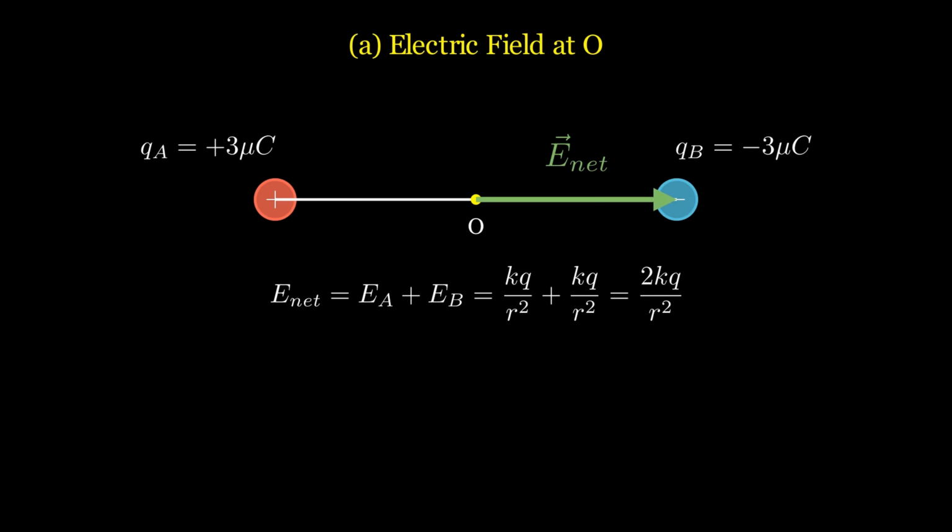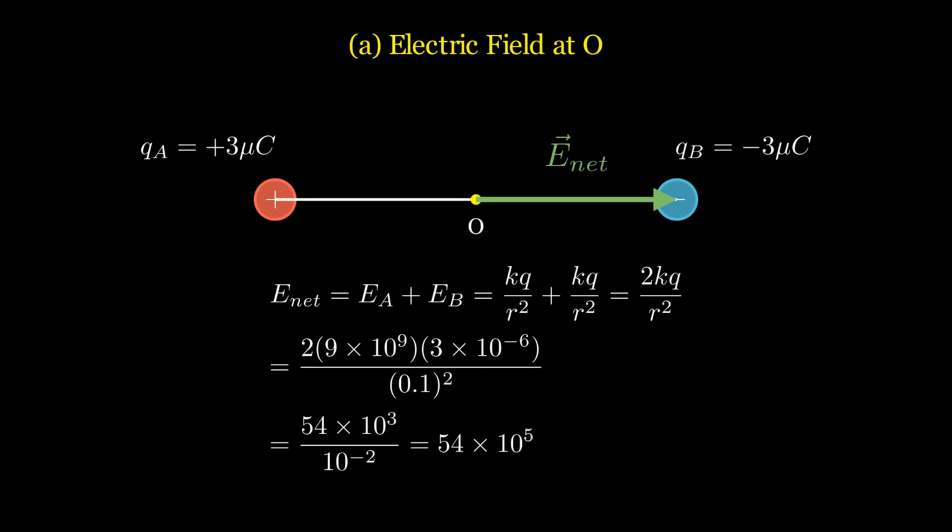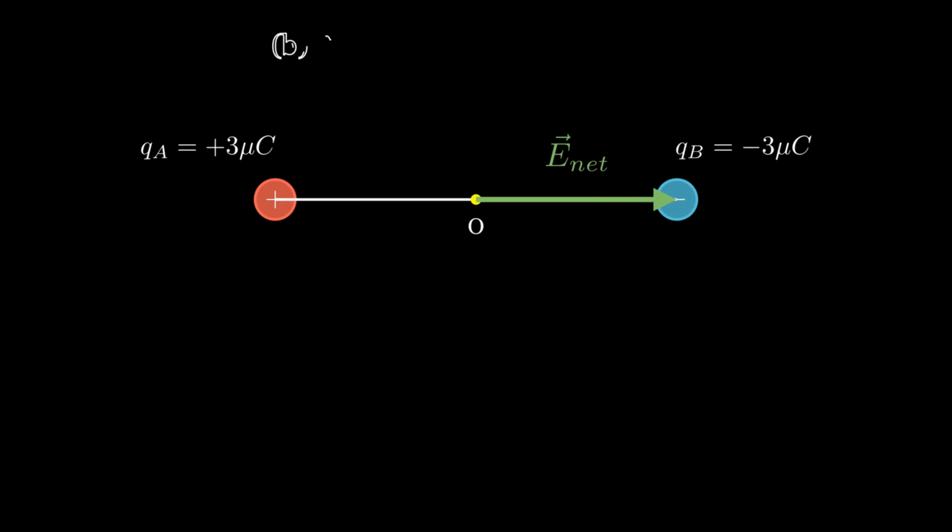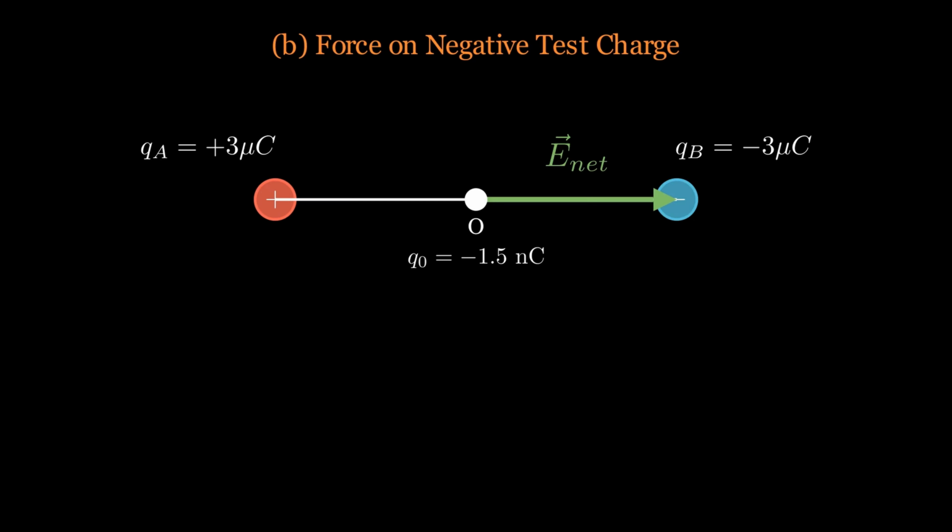Plugging in Coulomb's constant, the charge, and the distance 0.1 squared, we get a net electric field of 5.4 times 10 to the power 6 newtons per coulomb, directed towards the negative charge. Now for part B, we place a tiny negative test charge of 1.5 nanocoulombs at point O. What force does it feel?